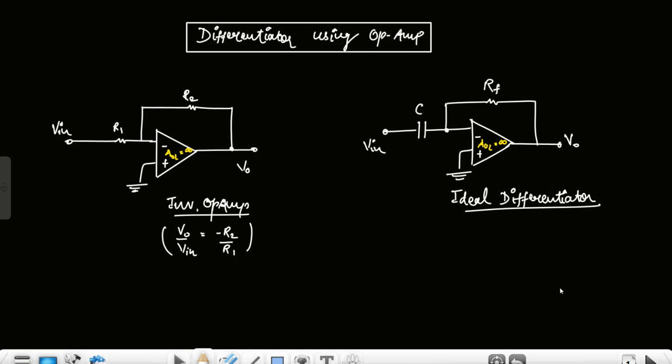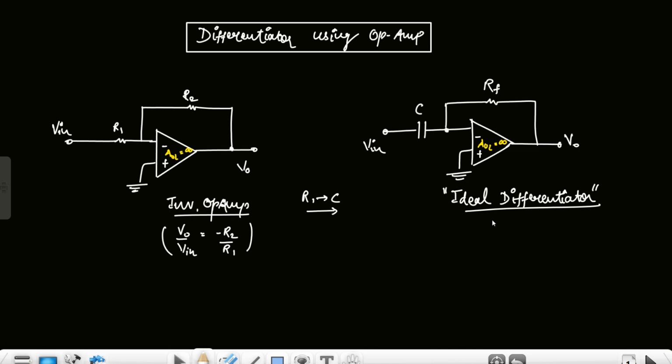So hello everyone. In this video I'll discuss the differentiator circuit using op-amp, the ideal differentiator circuit. This is the inverting op-amp, and just replacing this resistor R1 with a capacitor, we'll get the circuit of the ideal differentiator. This is just a way of relating the two circuits, because this is the mere difference between these two circuits, just as I have related the inverting op-amp and ideal integrator also.